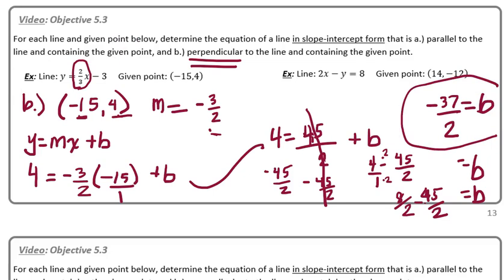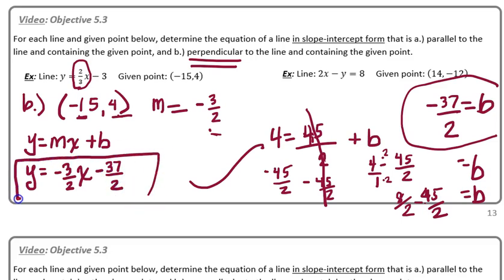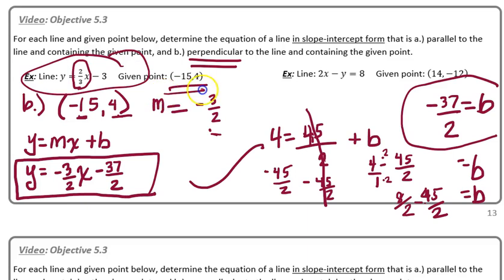Let me make some room. I'm going to write my final answer. I go back to y equals mx plus b because I was asked to give my answer in slope-intercept form. So I have a generic y, I have the slope of -3/2 because it was the perpendicular slope, times x plus -37 over 2, minus 37 over 2. That is the equation of the line that is perpendicular to this line and contains this point.